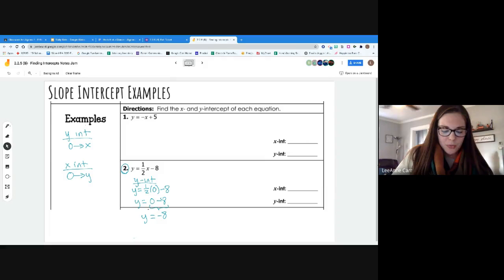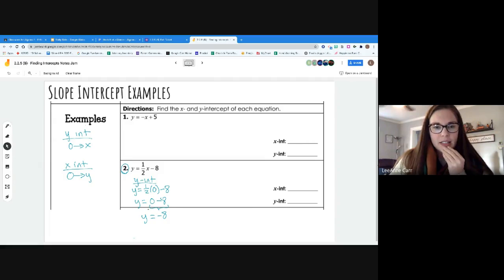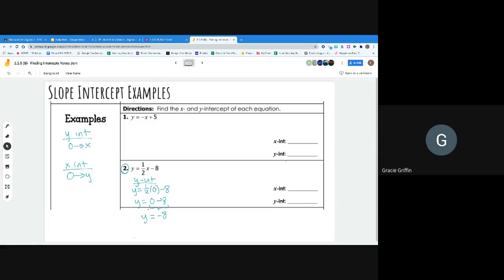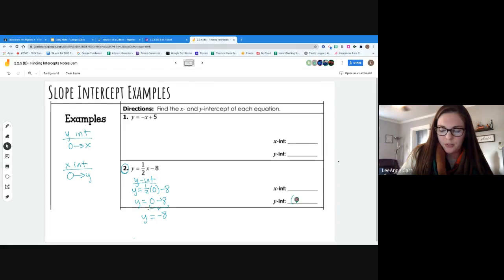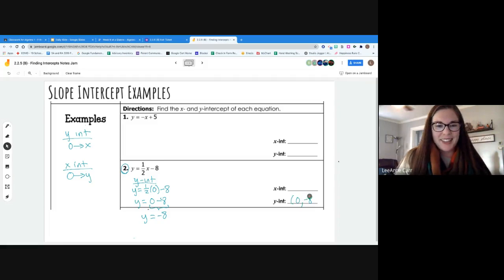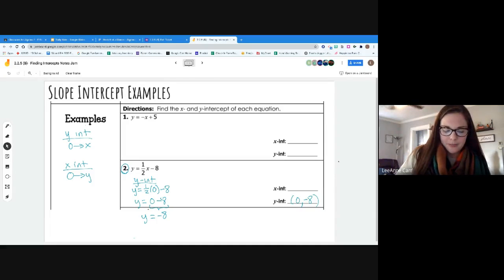Gracie, do you know how I would write my answer if I get y equals -8? How would I write that the proper way? You would do 0, -8. And beautiful. Thank you. I love it. Okay, and that is our ordered pair for the y-intercept.